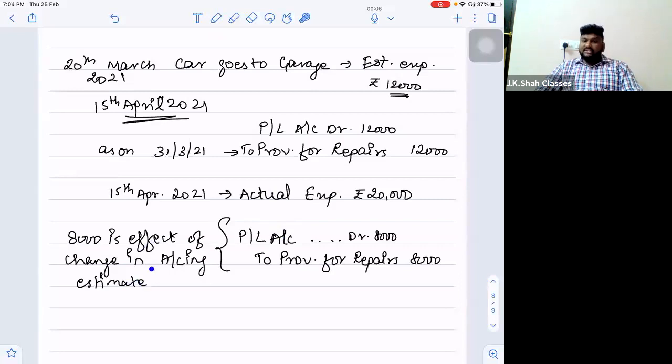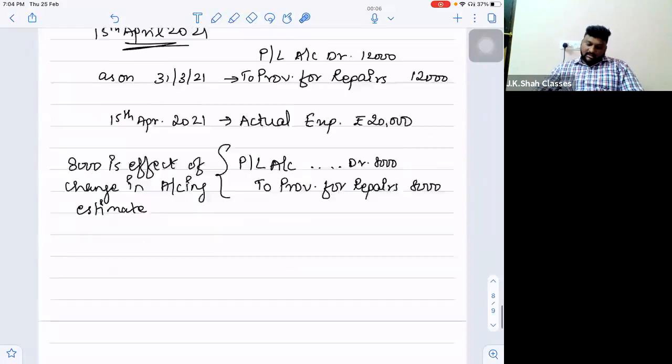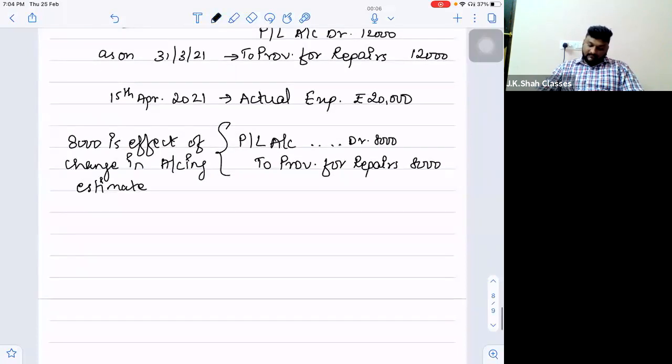So there is an effect of change in estimate by 8,000 because you're increasing the provision by 8,000. And such effect of change is not a prior period item. So, sir, my next question is whether this 8,000, the effect of change, will be an ordinary item or an extraordinary item now. That is a question mark. Right? So please understand this in a very simple way.